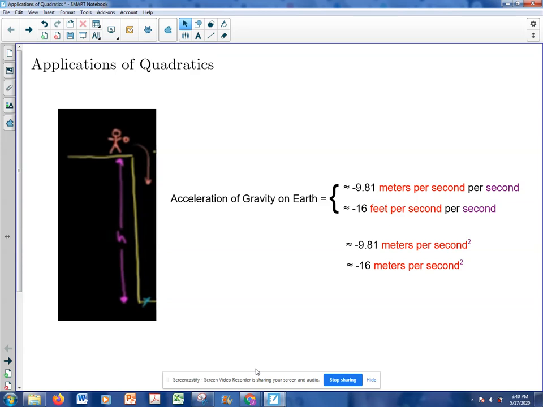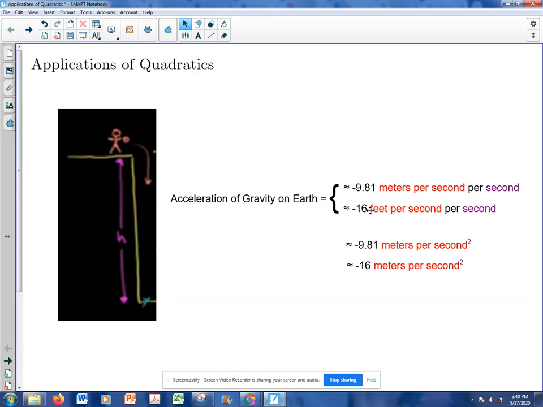We're going to have something that's called the acceleration of gravity on Earth. It's negative 9.81 approximately meters per second per second. Meters per second, what's that? That is velocity per second. So how fast is the velocity changing every second? That's what acceleration is. When you're in the English, this is the metric number, and this is the English number.